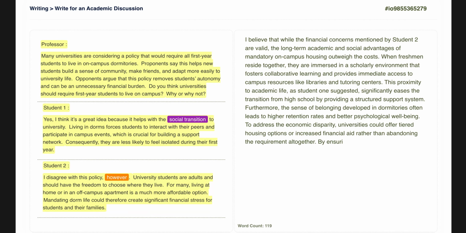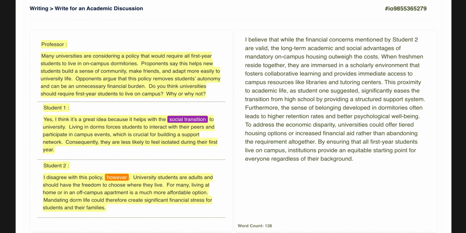By ensuring that all first-year students live on campus, institutions provide an equitable starting point for everyone, regardless of their background. Finally, we conclude our post. We start with "by ensuring that all first-year students live on campus," summarizing the main policy. Then we state that institutions provide an equitable starting point. Using the word "equitable" instead of just "fair" shows a better command of English. We end the response with "for everyone, regardless of their background."